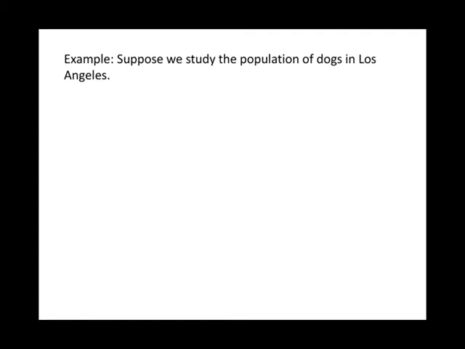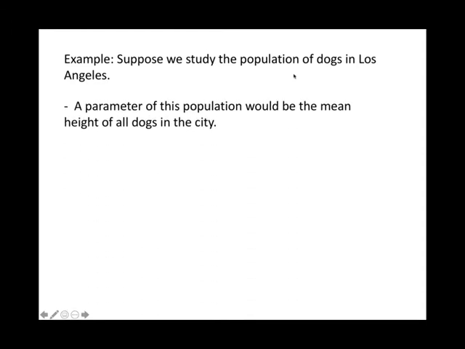For example, suppose we study the population of dogs in Los Angeles. So all the dogs in Los Angeles will be my population. I will say a parameter of this population would be the mean height of all dogs in the city. So I'm finding the population mean height of all dogs in the city. This number describes the population. We call this a parameter.